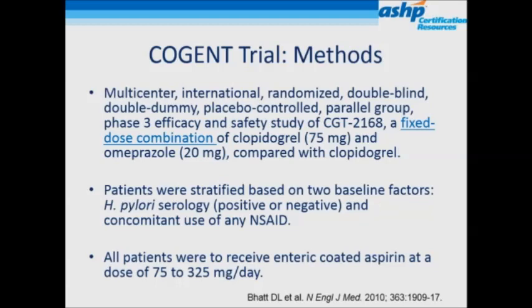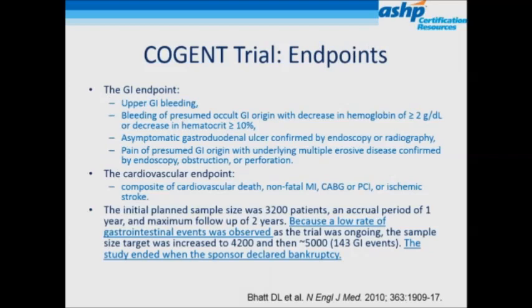And they were studying GI endpoints. And so that's what often gets lost: initially in this trial, that was their objective. It was gastrointestinal endpoints. It really wasn't cardiovascular endpoints they were trying to study. They added that in, but initially it was supposed to be a GI endpoint trial.